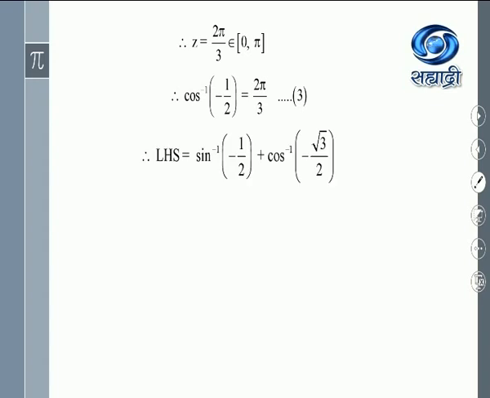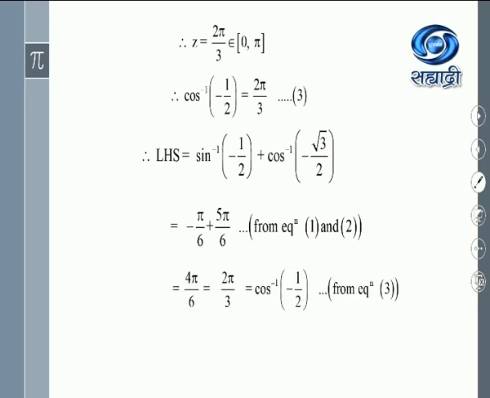Now consider LHS. Write down the terms as they are: sine inverse of minus 1 upon 2 plus cos inverse of minus root 3 by 2. Whatever values we got from 1 and 2, we substitute here. Sine inverse of minus 1 upon 2 we got as minus pi by 6, and cos inverse of minus root 3 by 2 we got as 5 pi by 6. The common denominator is there, so find the difference: minus pi plus 5 pi, that is 4 pi upon 6. We divide the numerator and denominator by 2, giving 2 pi by 3 as the answer.